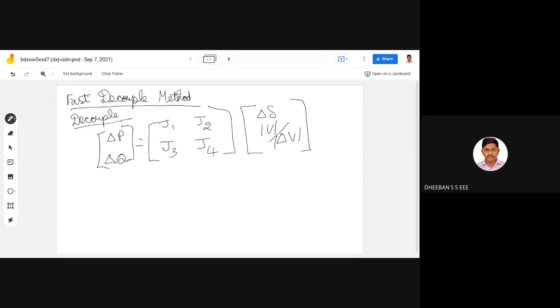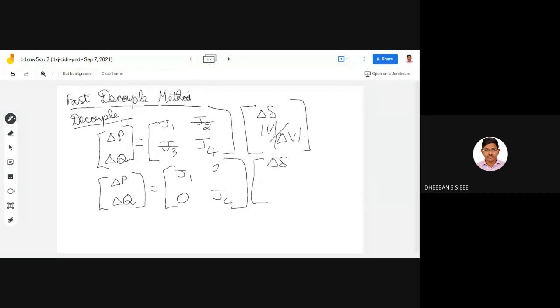As per the decoupling methodology, J2 and J3 will be cancelled out, and hence you will be getting del P, del Q equal to J1 on top with 0, 0, and J4 below. We have seen how this happens due to the weak coupling concept in the previous lecture. If you want, you can go through it.